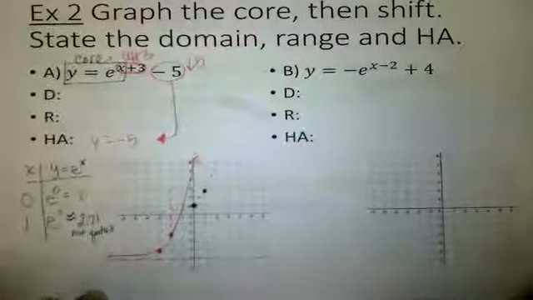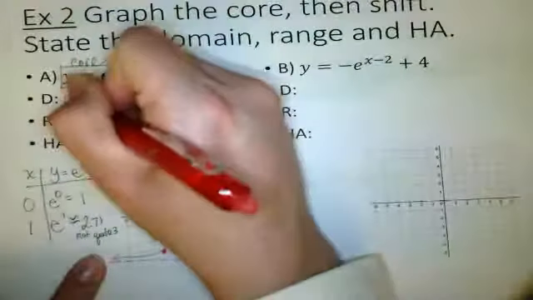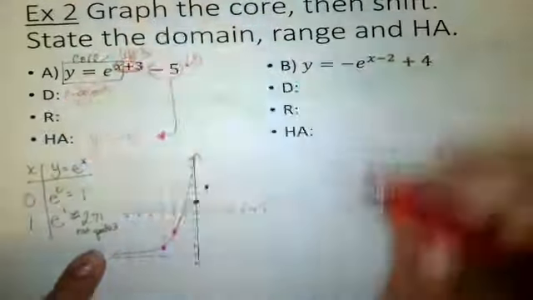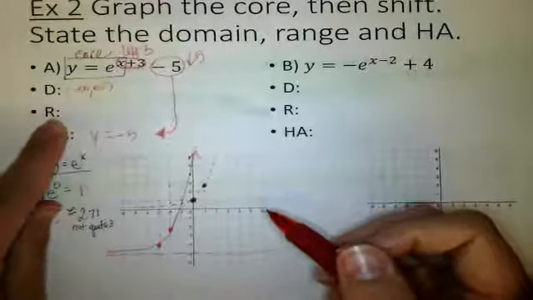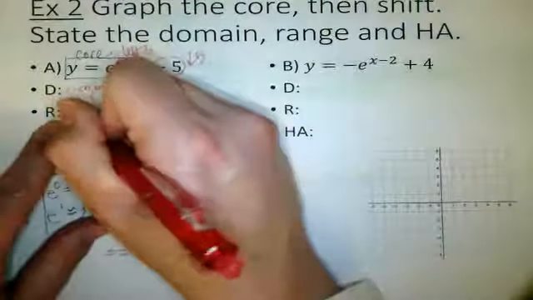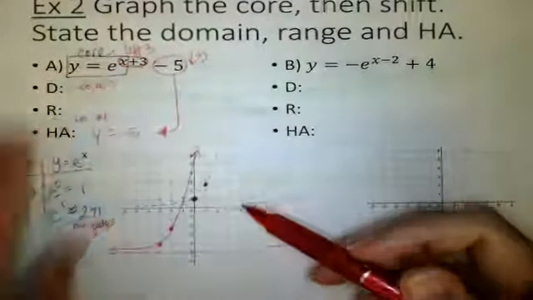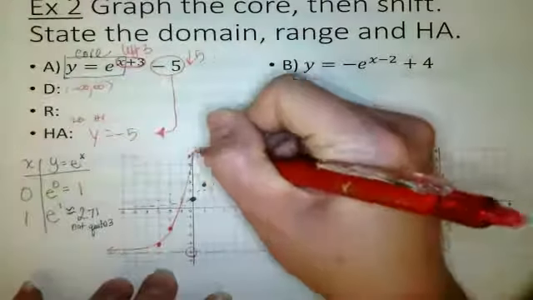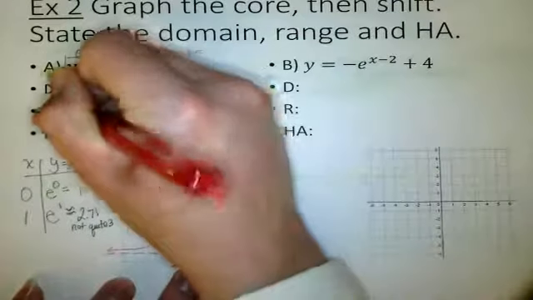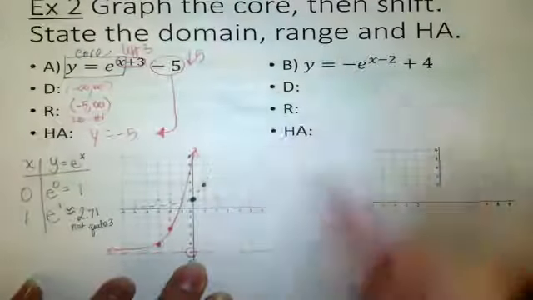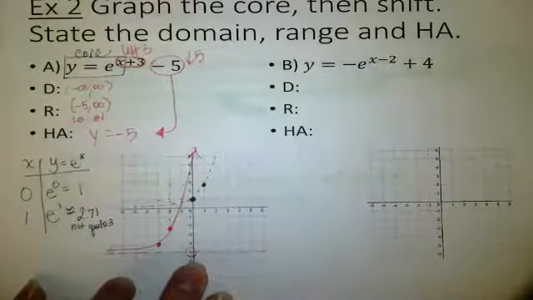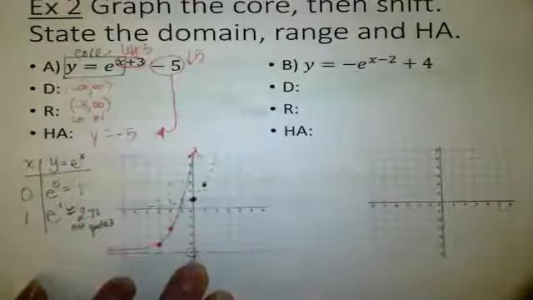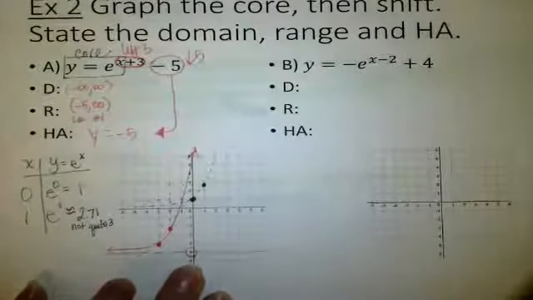So now when I look at this, the domain is always negative to positive infinity. The range is the thing that we have to be careful of. What is our lowest value and what is our highest value? Negative 5 all the way up forever to infinity, and parentheses around those. Okay? Questions on that?